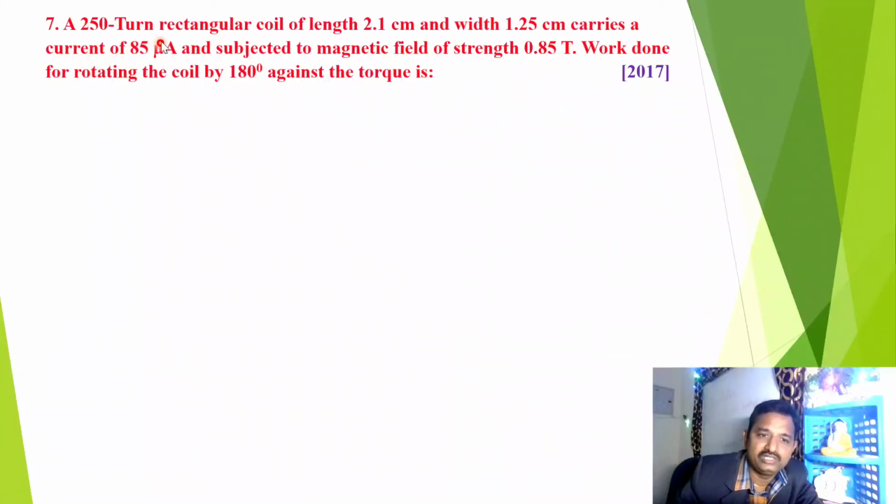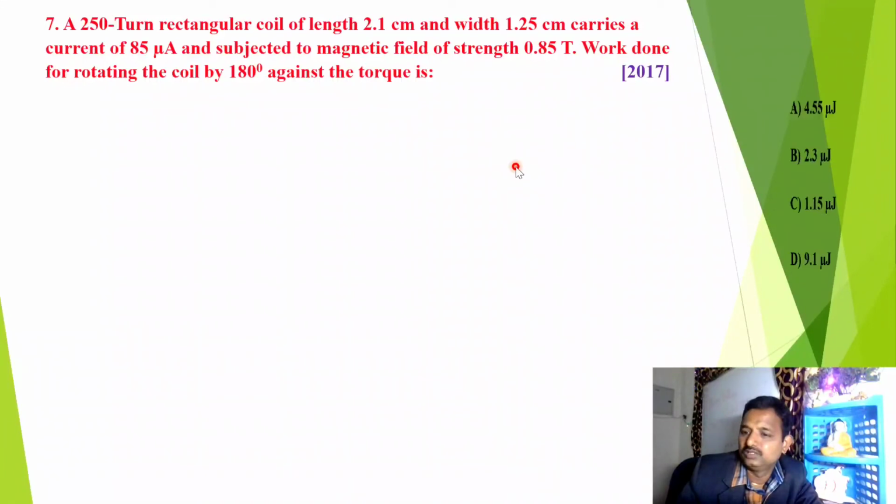A 250 turn rectangular coil of length 2.1 cm and width 1.25 cm carries a current of 85 microampere and is subjected to a magnetic field of strength 0.85 Tesla. Work done for rotating the coil by 180 degrees against the torque is. It was given in 2017.